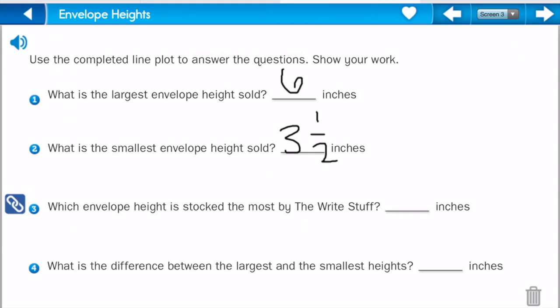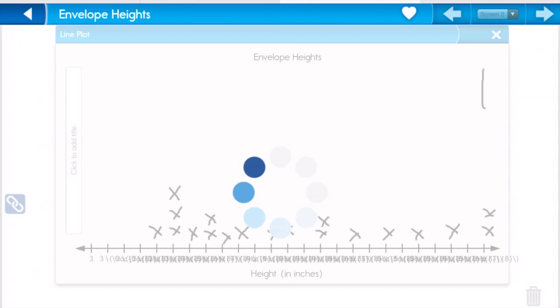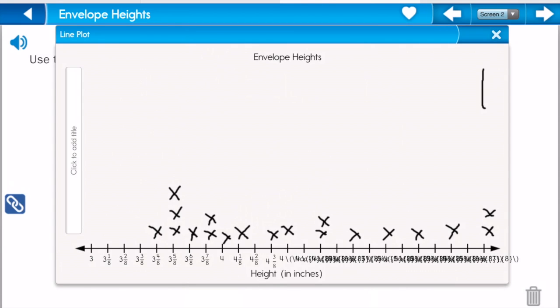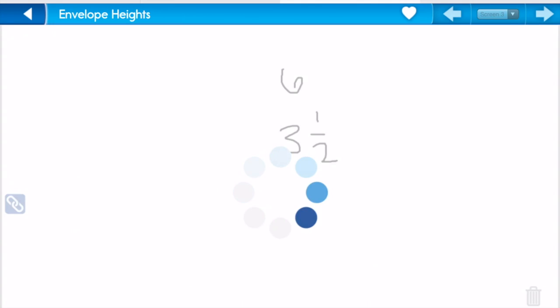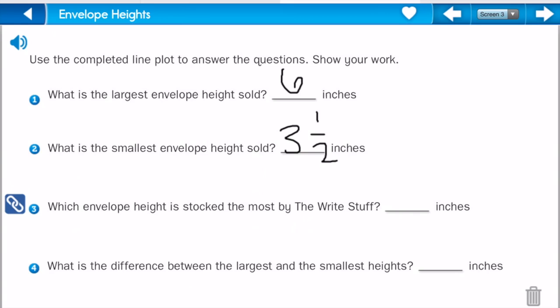Okay. And then number 3 says, which envelope height is stocked most by the Right Stuff? So let's go see which one we have the most of. It looks like right here that 3 5/8 has 3 X's. So we know that one has the most. 3 5/8.